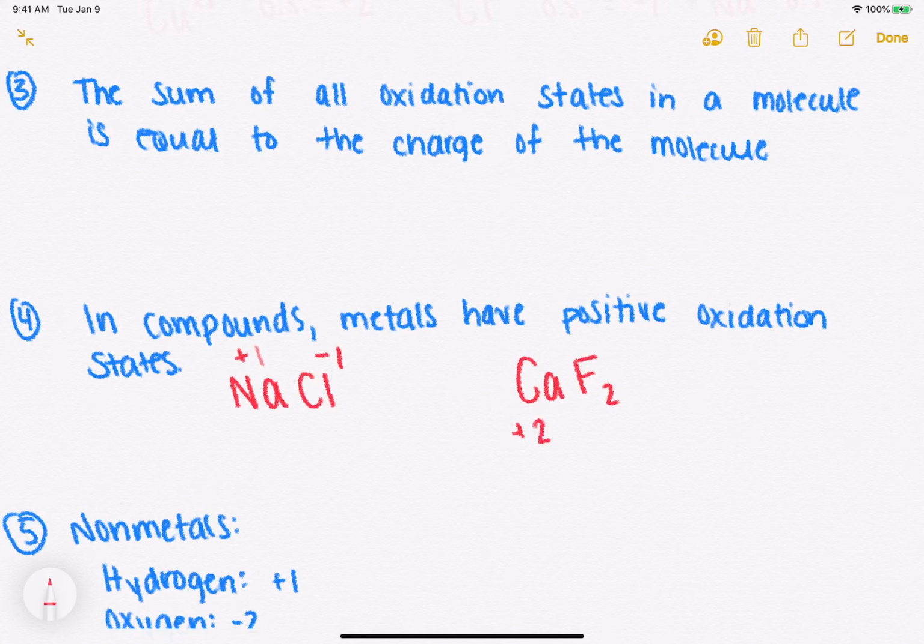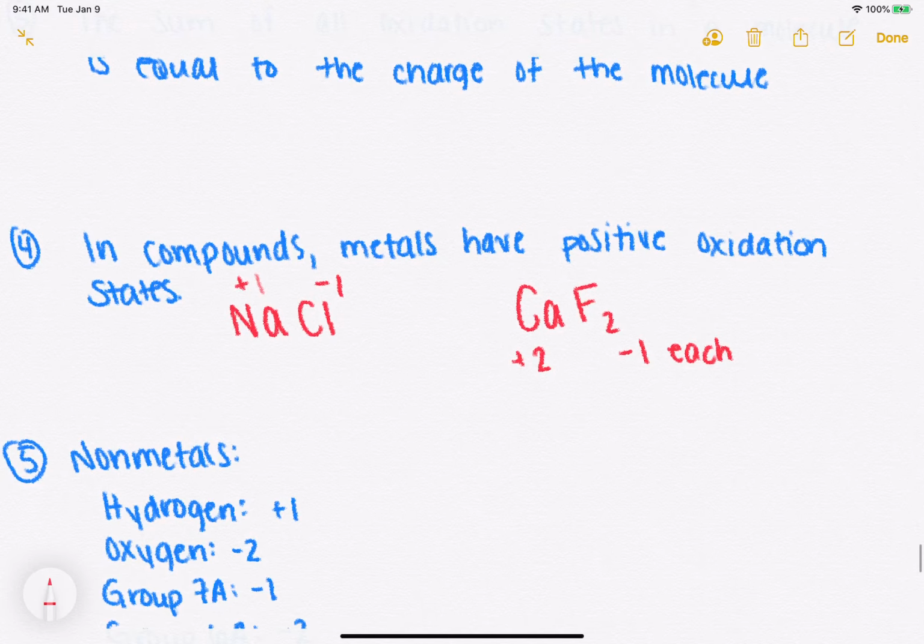Calcium is group 2. It's going to have a +2 oxidation state. Each fluorine atom is going to have a -1 oxidation state because there are 2 of them, and those -1s combined will balance out the +2. So again, it works really similarly to charge even though it's not exactly the same thing.